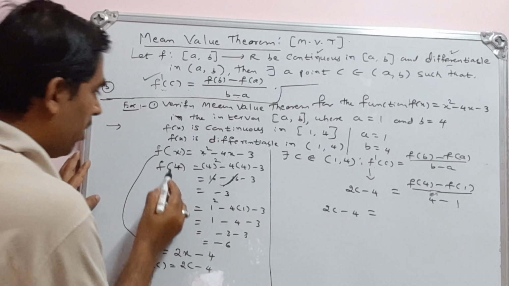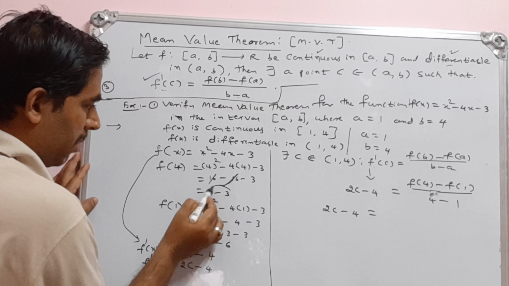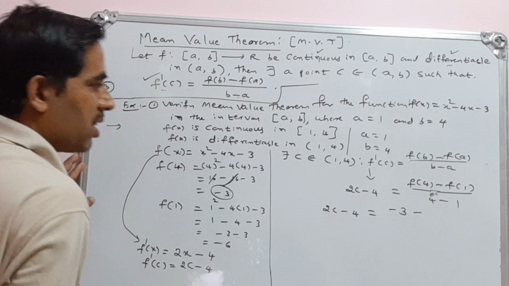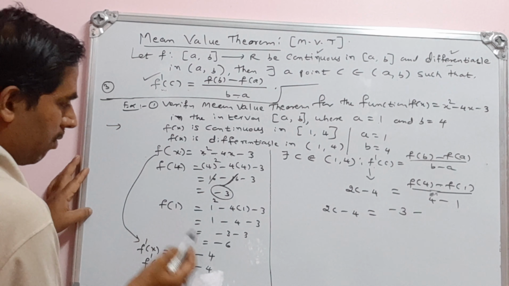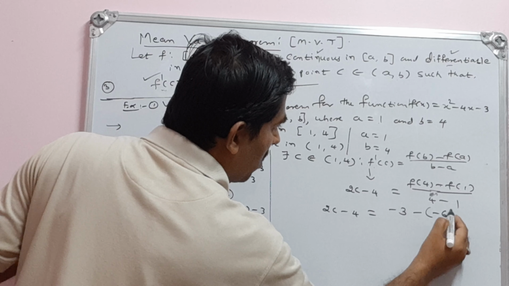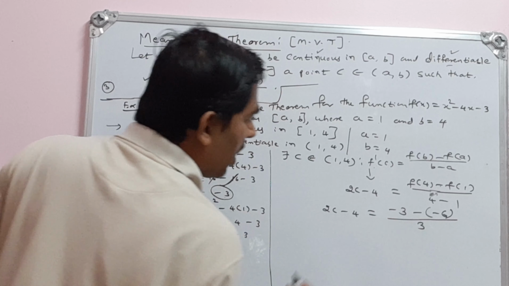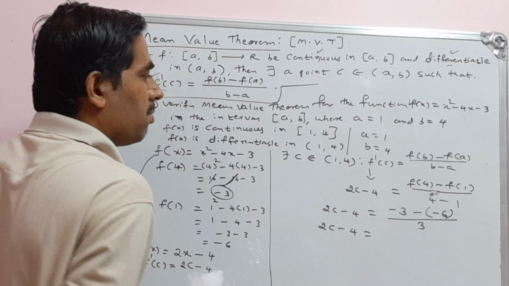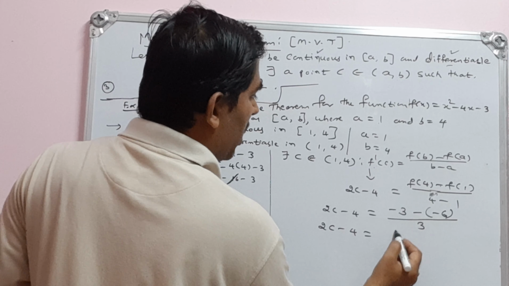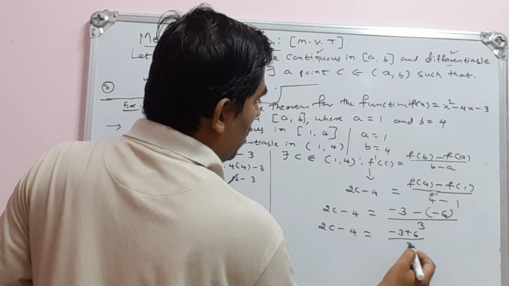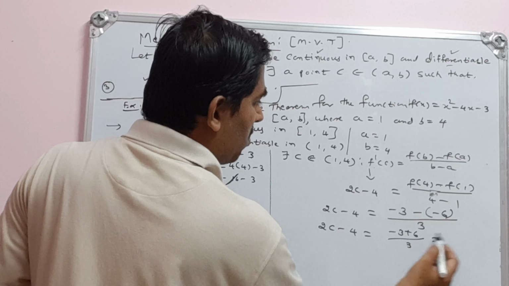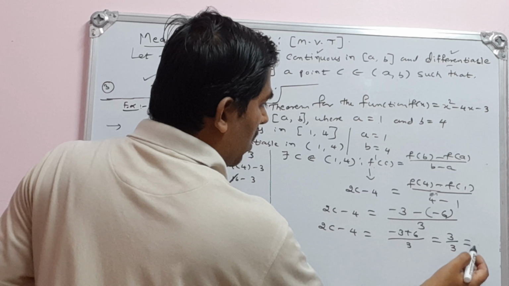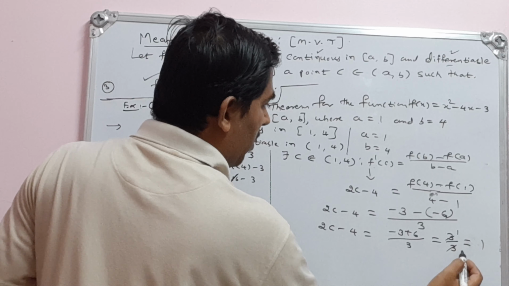So you can write 2c minus 4 on the left hand side. The value of f of 4 I got is minus 3. You have to be careful here. I will substitute minus 3. After writing minus 3, once again minus is there. What is the value of f of 1? Minus 6. So put the bracket, minus 6, divided by 4 minus 1, that is 3. Then 2c minus 4 equals minus 3 plus 6 divided by 3. Minus 3 plus 6 is 3, so 3 by 3, and if I cancel it, I will get 1.